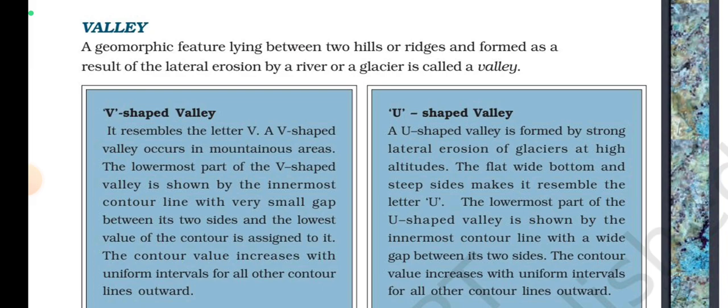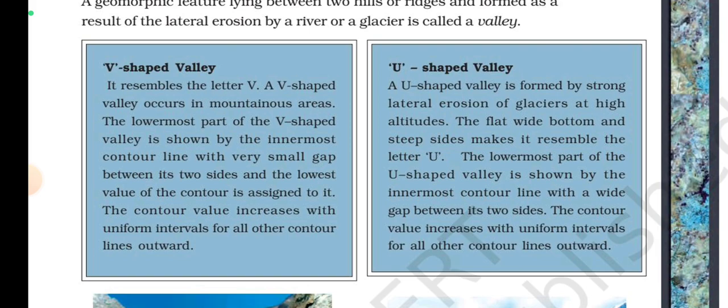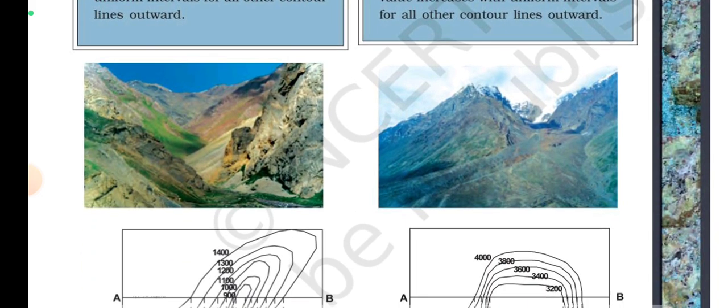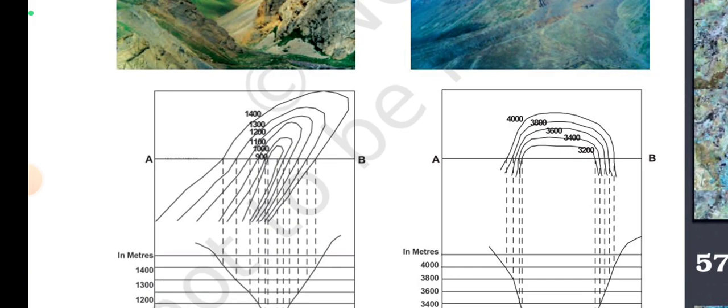Now valley: a geomorphic feature lying between two hills or ridges and formed as a result of the lateral erosion by a river or a glacier is called a valley. Now V-shaped valley, it resembles the letter V. A V-shaped valley occurs in mountainous areas. The lowermost part of the V-shaped valley is shown by the innermost contour line with a very small gap between its two sides, and the lowest value of the contour is assigned to it. The contour value increases with uniform intervals for all other contour lines outward. So you can see this is a V-shaped valley.